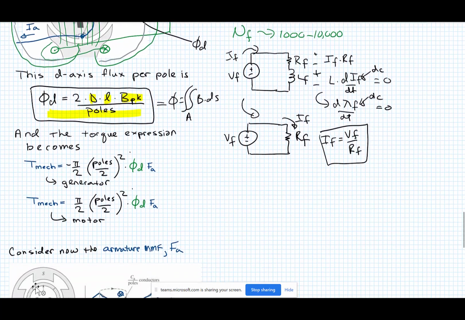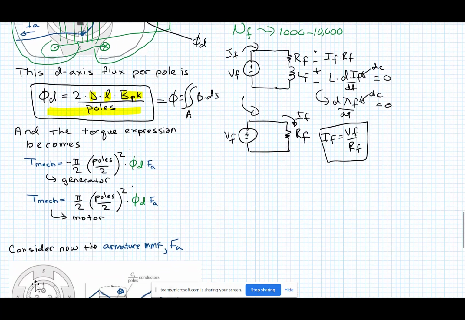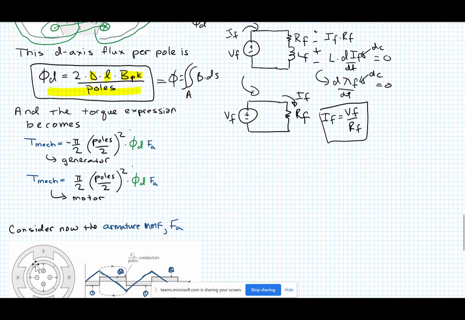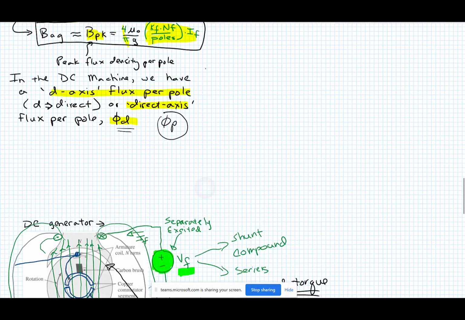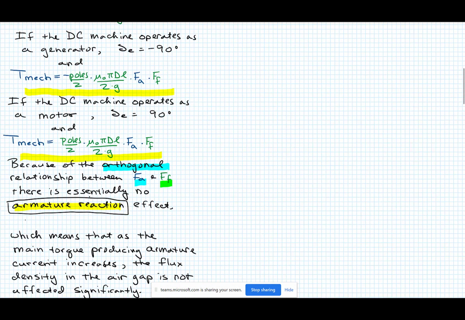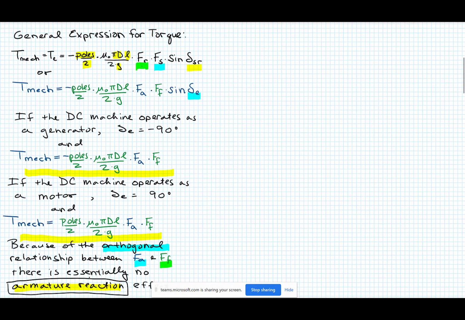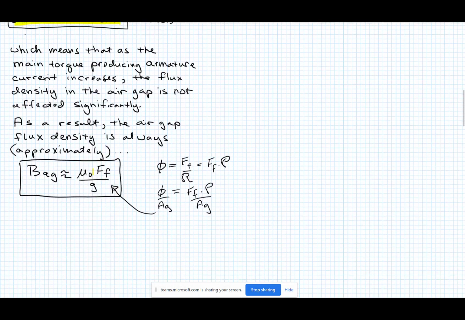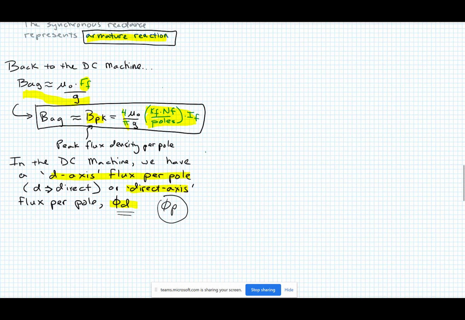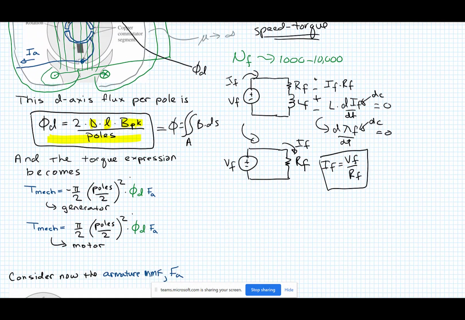Now if we do this, we can simplify. I'm not going through all the math here, but instead of writing the torque expression the way we had it up here in terms of the two MMFs, we can go down here and write it in terms of a flux and an MMF, and that's where we're at right now. So if it's a generator, we're going to have the direct axis flux, which is due to the field, times the armature MMF. For the generator, it'll be negative, and for the motor, it'll be positive.